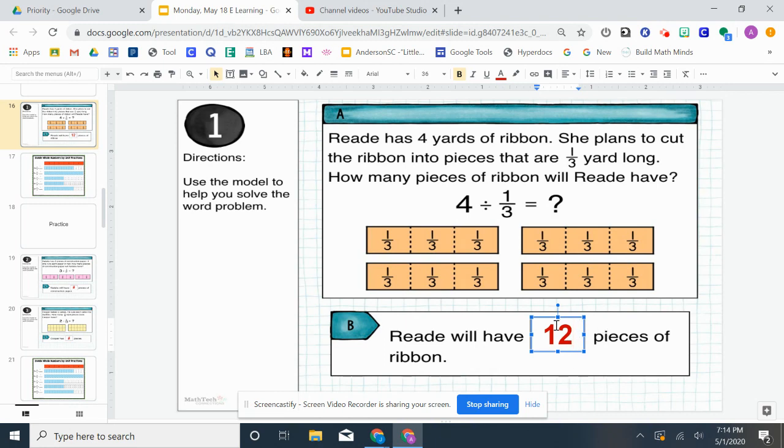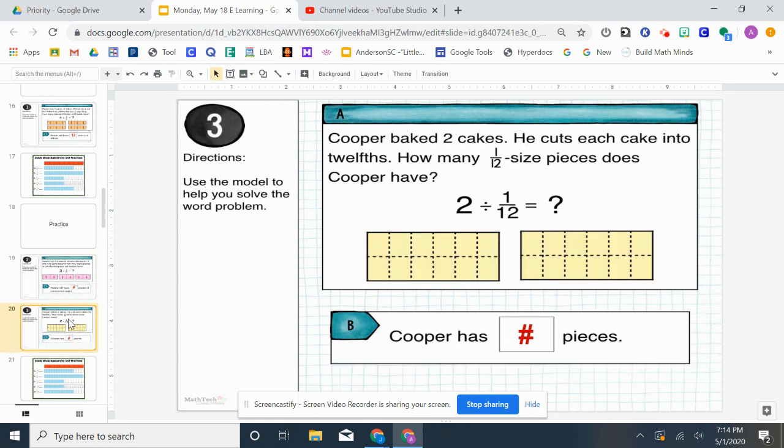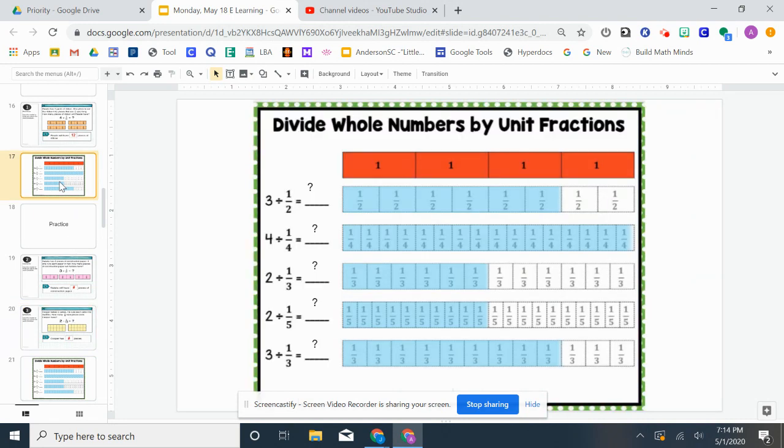And remember, our quotient, our answer of 12, is larger than what we started with, our dividend 4, because we're splitting it up into small size pieces. Today, when you do your work, you'll have 2 practice problems like this. 3 divided into 1/2 size pieces, and 2 divided into 1/12 size pieces. Make sure you count and see how many pieces it makes in all.